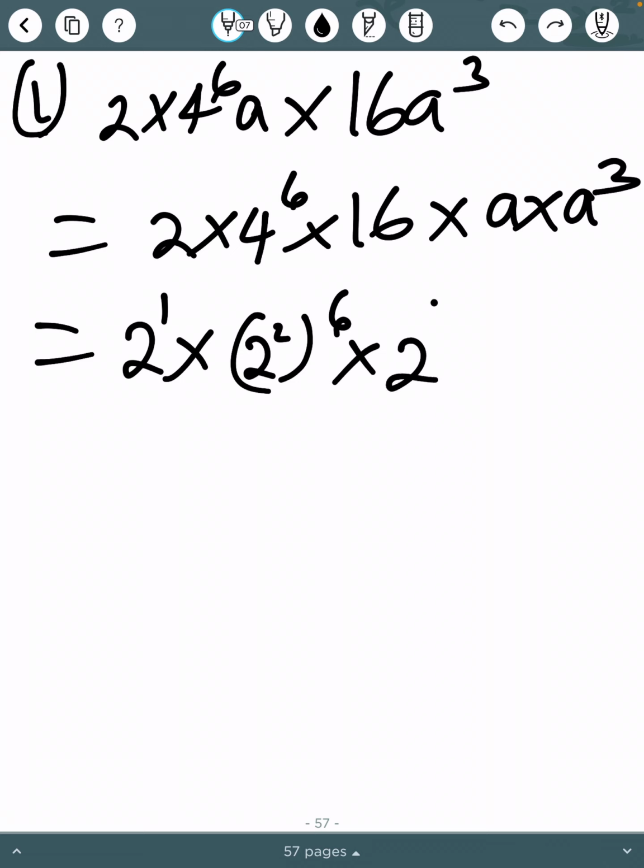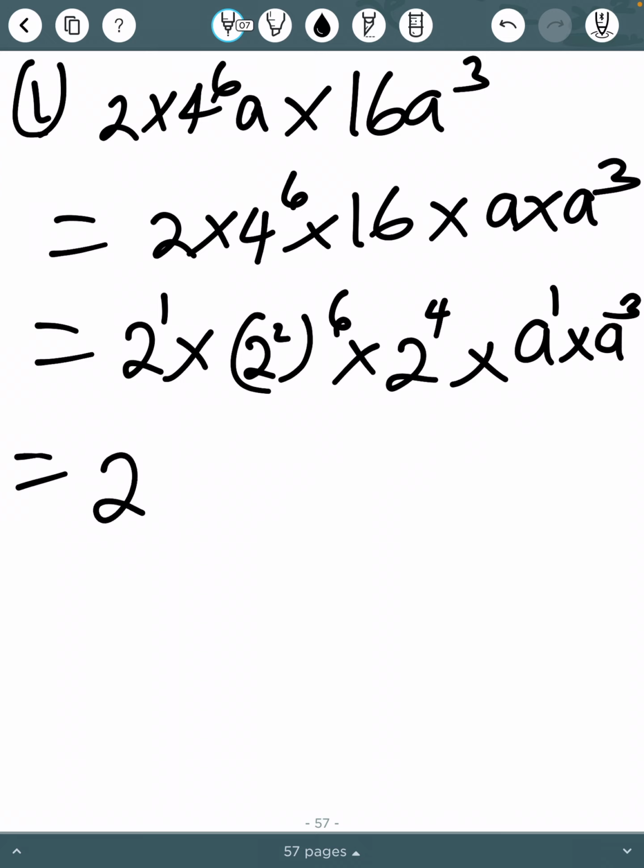is what? 2 raised to power 4 times a is a raised to power 1 times a raised to power 3. I'm writing a raised to power 1 for this a. A raised to power 1 here stands for this a standing alone. Then times a raised to power 3. This 4 here is the same thing as 2 squared. So 4 raised to power 6 is just like 2 squared raised to power 6. And 16 is 2 raised to power 4. So let me go ahead and simplify now.